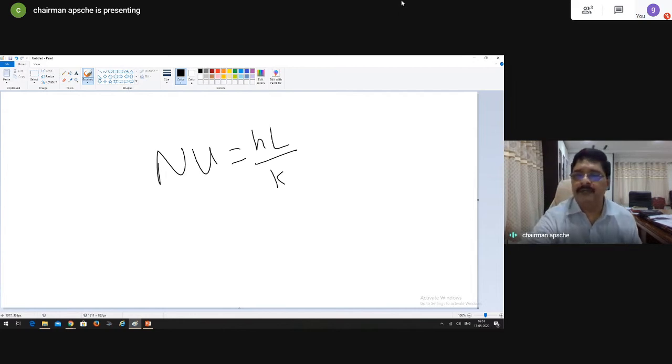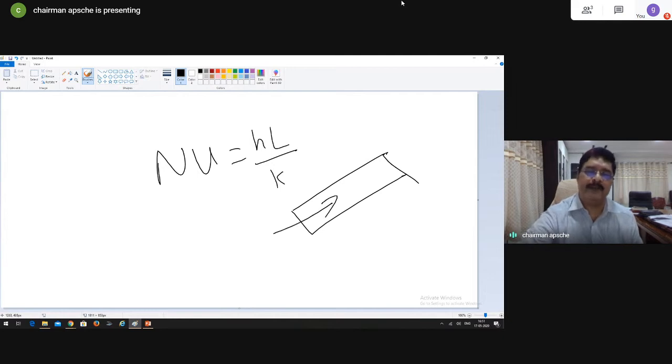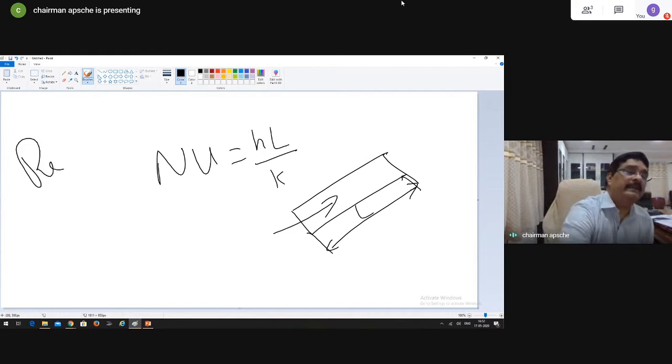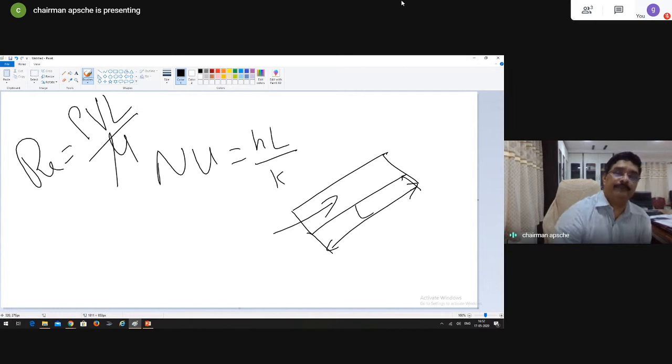I told you, case by case I will explain. If it is a flat plate, the length of the plate along the fluid flow direction is going to be the characteristic dimension. You use this characteristic dimension in the calculation of Nusselt's number. You also use it in the calculation of Reynolds number. What is Reynolds number? Reynolds number is rho V L divided by mu.